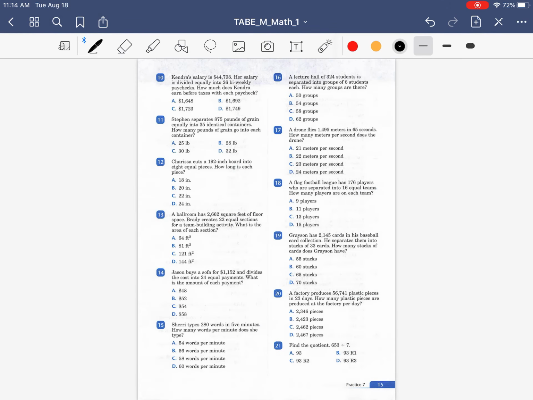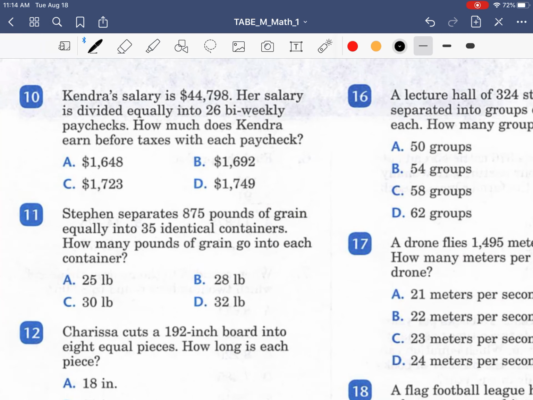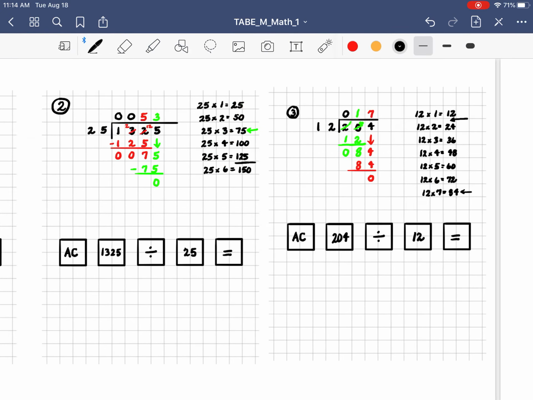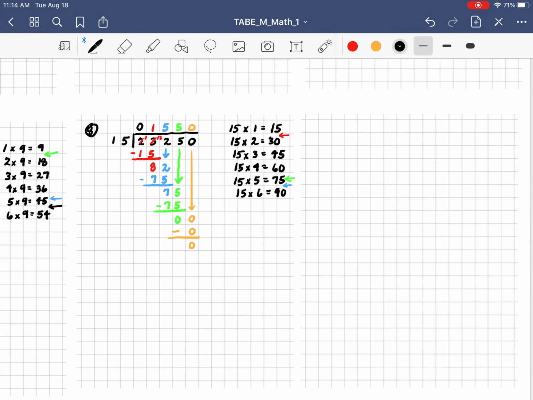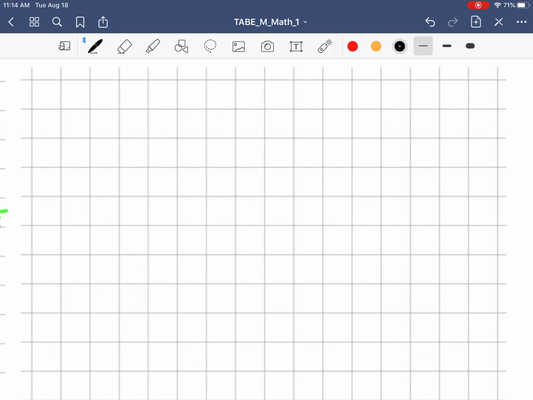Okay, have to scroll over to get number 10. Kendra's salary is $44,798. Her salary is divided equally into 26 bi-weekly paychecks, and that means every 2 weeks. How much does Kendra earn before taxes with each paycheck? So let's go over to the next available space, which is right here. And this is problem number 10.